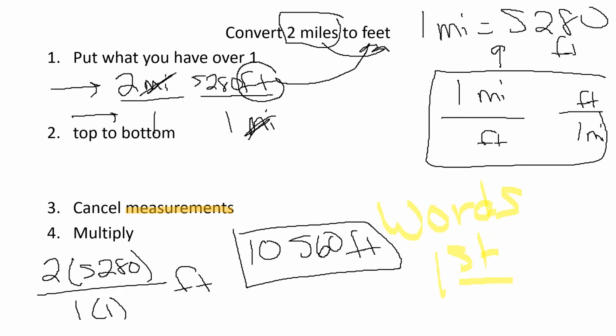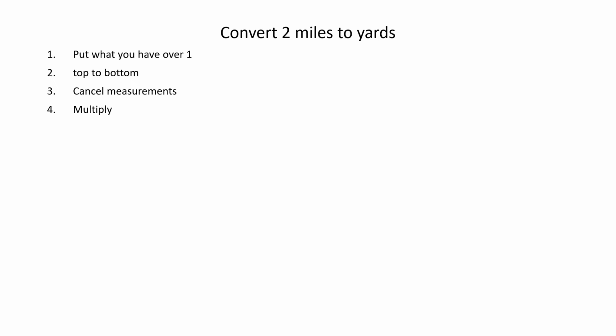I will tell you this. This right here is what trips people up. They just create their unit multiplier without moving their words in the correct place. So let's look at another one of these. I made the steps on here a little bit smaller so I could have more room to work. We're going to convert 2 miles to yards.